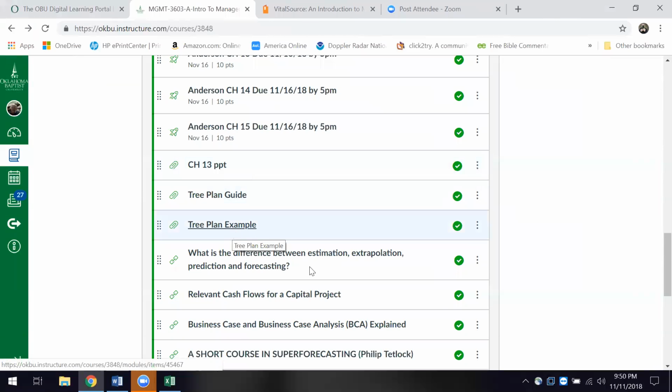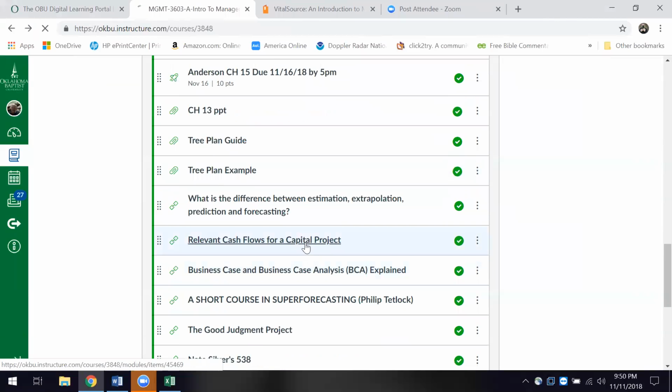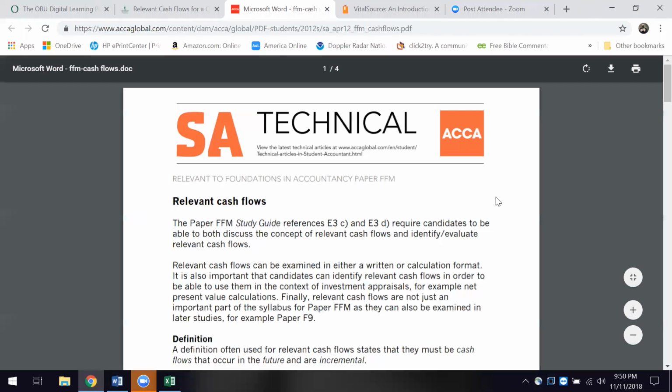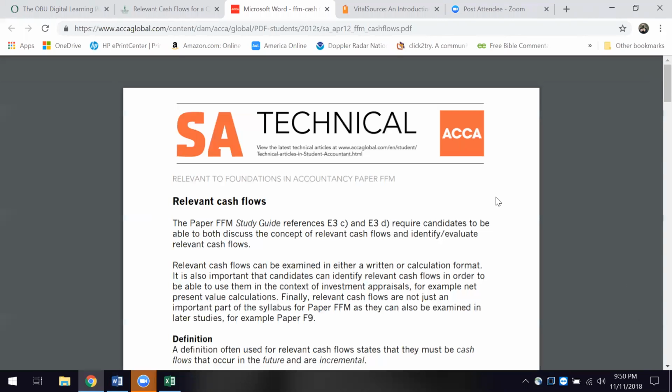Now, another resource that I brought in here for you is what we call the relevant cash flows for a project. And this is from the Student Accounting Association. And so, well, you need to understand the cash flows that are relevant or are not relevant to a capital budgeting project. Because where we've been talking about building apartments or things of this nature, we're really talking about a capital budget and capital budgeting.